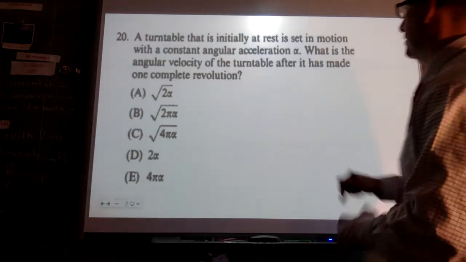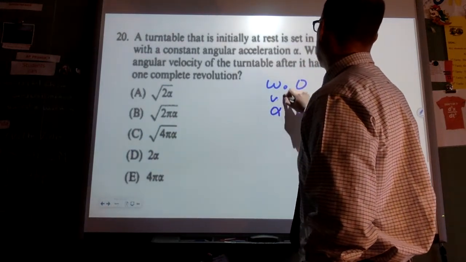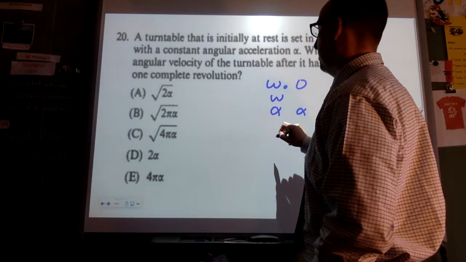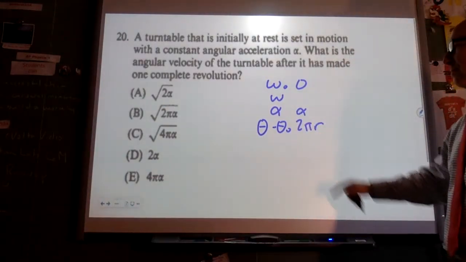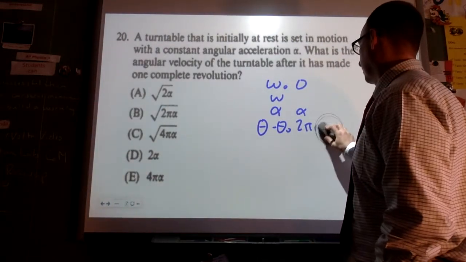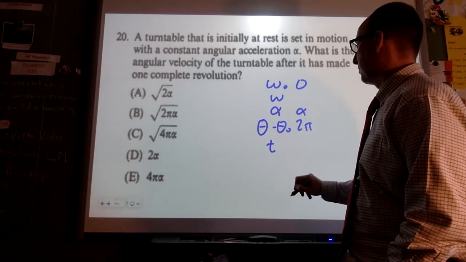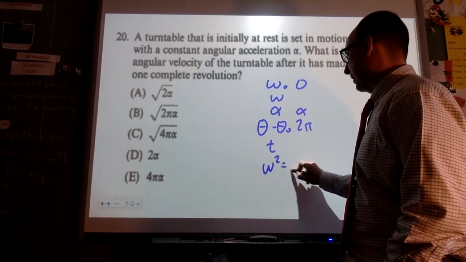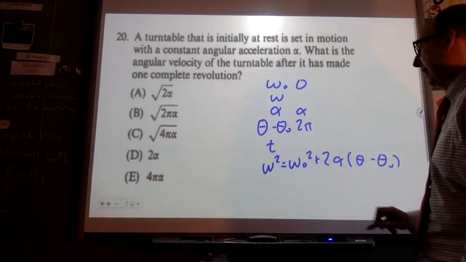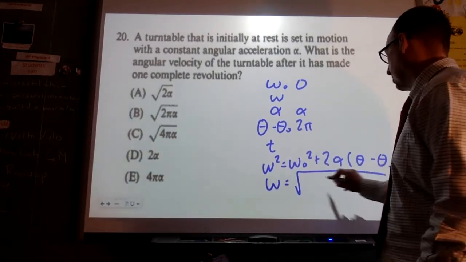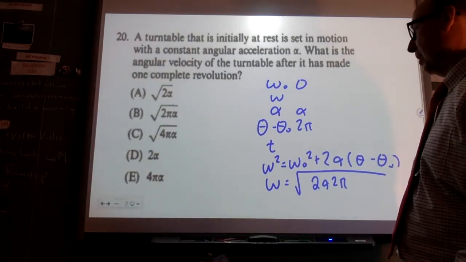A turntable that's initially at rest is set in motion with a constant angular acceleration alpha. What is the angular velocity of the turntable after it's made one complete revolution? So one complete revolution would be 2 pi radians, right? Not 2 pi r, 2 pi radians. And so we would have that omega squared equals omega naught squared plus 2 times alpha times theta minus theta naught. So I have omega equal to the square root of 2 alpha 2 pi, which is the square root of 4 pi alpha.